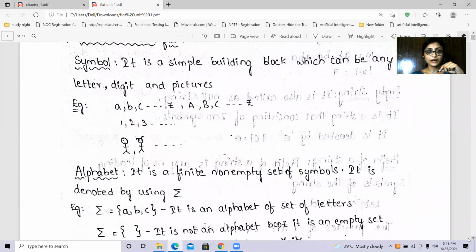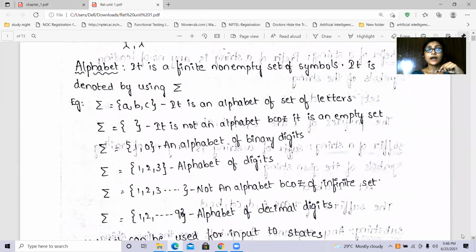After the symbols, we have to learn about the alphabets. An alphabet is a non-empty set of symbols. It is denoted by using the sigma. So this is the sigma, and here we have to use the various symbols to define the alphabet. Here we can observe that a, b, c are the various symbols we have taken to form the alphabet, where sigma equals the set {a, b, c}.